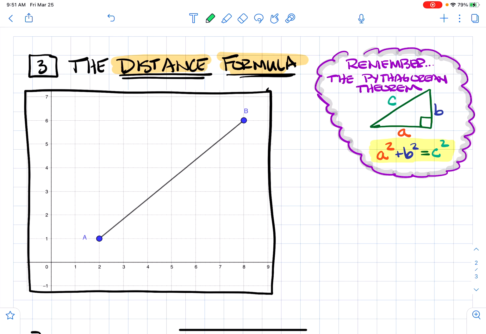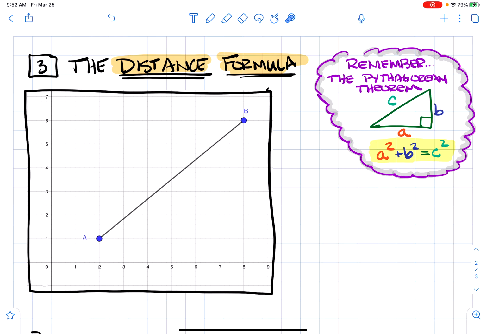Okay, box 3, the distance formula, another super important idea in this particular section. Before we begin the distance formula, you have to remember the Pythagorean Theorem. Now, if you don't remember the Pythagorean Theorem, I put a little purple and gray box or cloud over here for you to remember it. So here's a little recall.